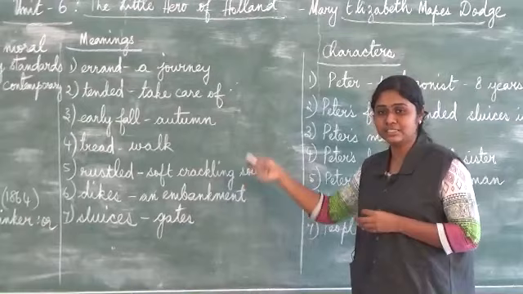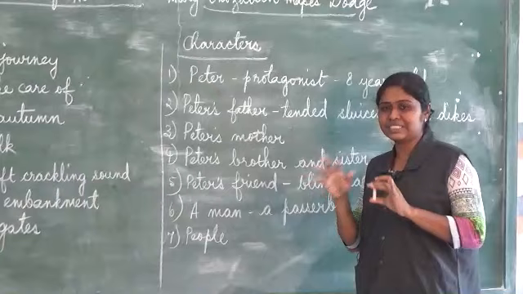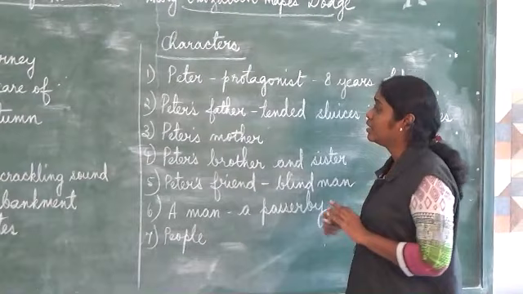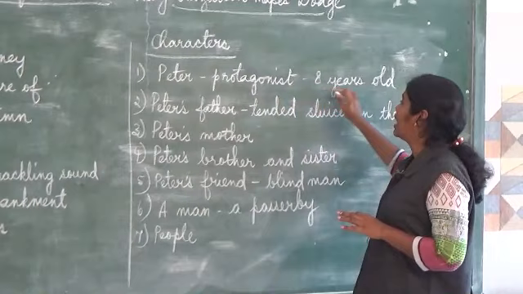Next, moving to the characters. Again, very few characters, simple character sketches given, not many details are given, but still you have to know which are the characters that are present in the story. The first important character, or the main character of the story, is the little boy Peter. Peter is the protagonist. Protagonist means he is the main character, and he is 8 years old. The second character, Peter's father.